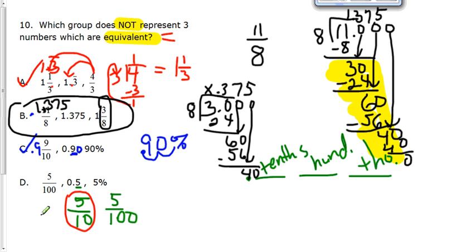So our correct answer in this problem, of which did not work, is D. D did not work because 5/100 is not equivalent to 5/10. I hope you enjoyed your homework help for tonight.